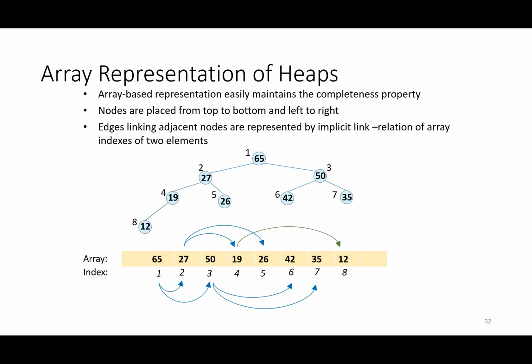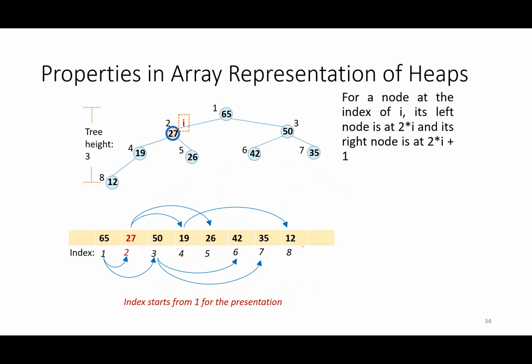The interesting thing is, we use this level order traversal to list each node and put it in the array, and the index relationship also shows the parent-child relationship, right? Can you see that? For a node at index I, its left child is at 2 times I, and its right child is 2I plus 1.